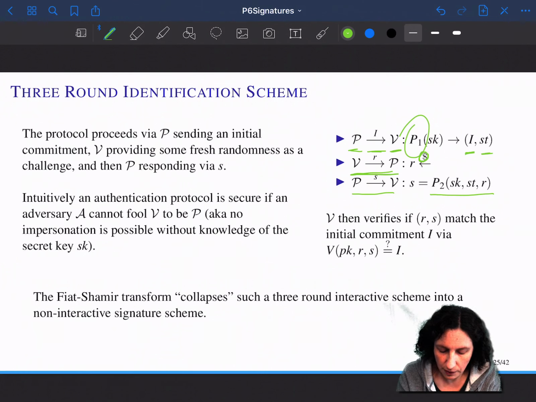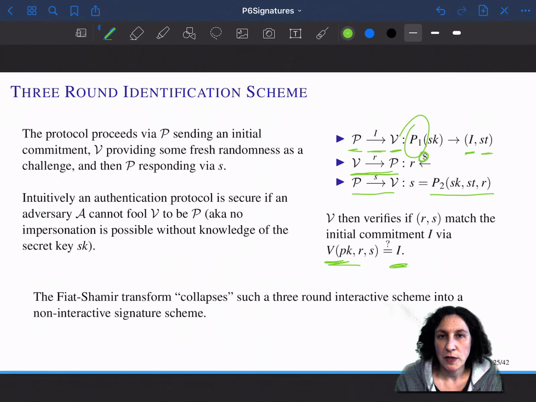And in the end, the verifier can verify that the protocol has run successfully, so that P is really who they claim to be, by running some verification function V using the public key and the R and the S that have been exchanged, and this should match somehow the I.